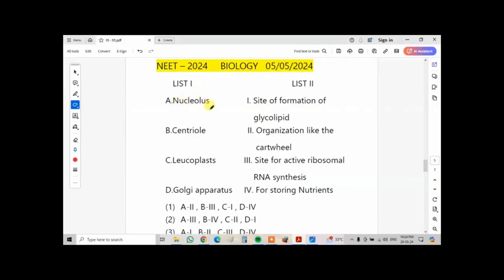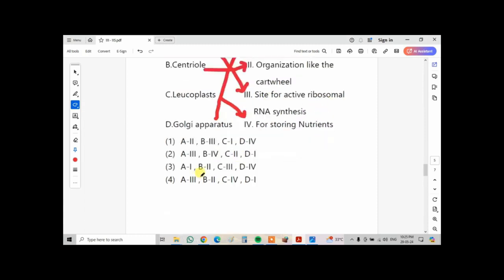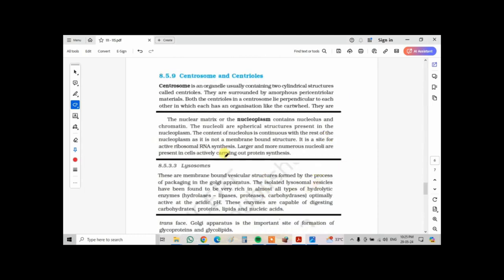Biology NEET 2024. Nucleolus, site for active ribosomal RNA synthesis. Centrioles, organization like a cartwheel is centriole. Leucoplast for storing nutrients. And last one, Golgi apparatus is the site for formation of glycolipids. The order is 3, 2, 4, 1, option 4. We can see the NCERT lines here: centrioles, centrosomes, and nucleoplasm, etc. And it is from the lesson known as Cell: The Unit of Life.